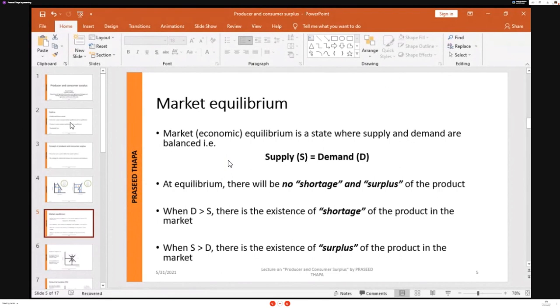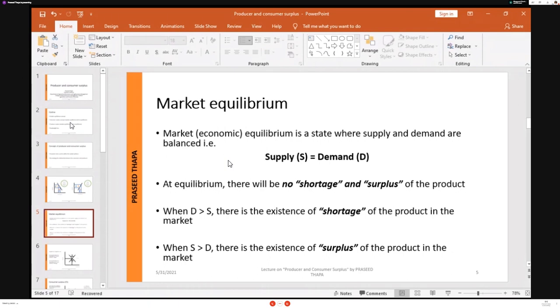In any market, if that market is to be in a balanced state, then the demand and supply should always be equal. Only then do we say that it is a balanced market. So what is happening when the market is not in a state of balance? When there is no balance, it means that demand is not equal to supply.